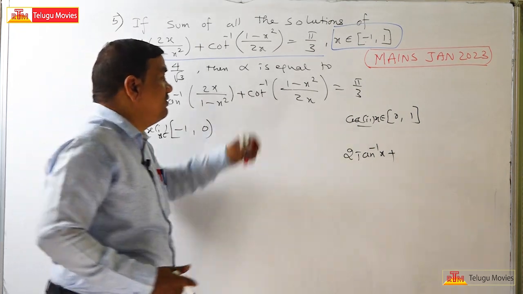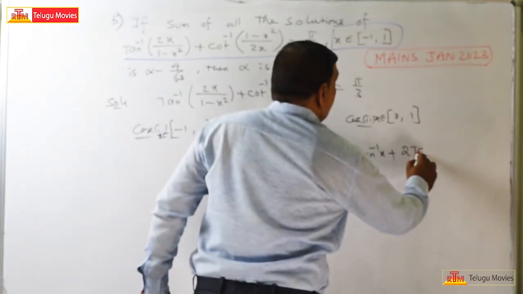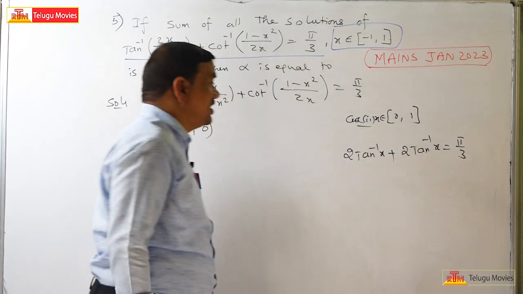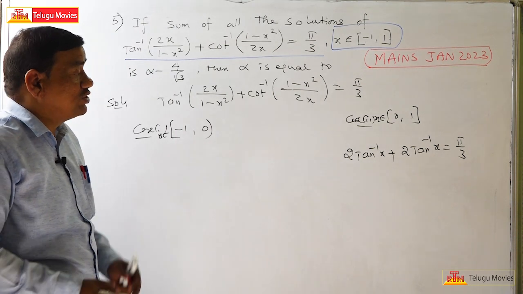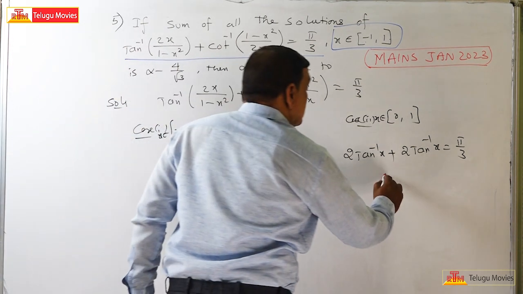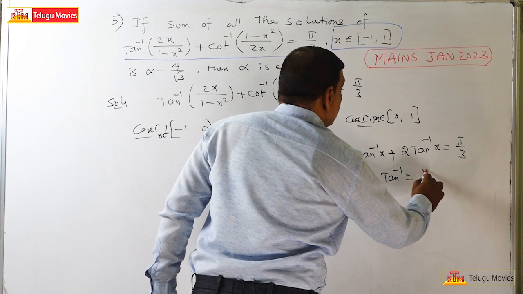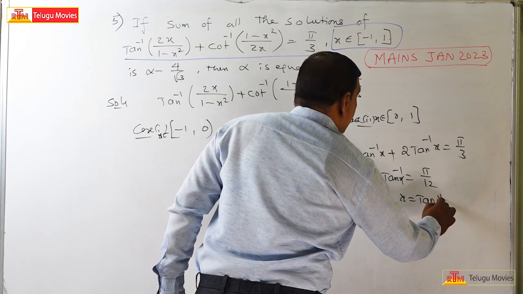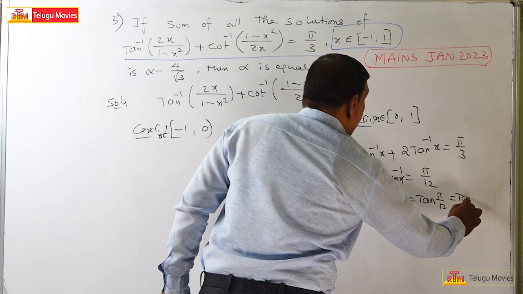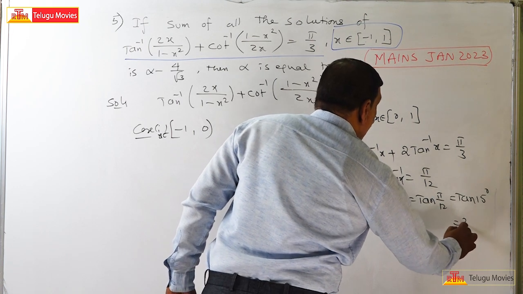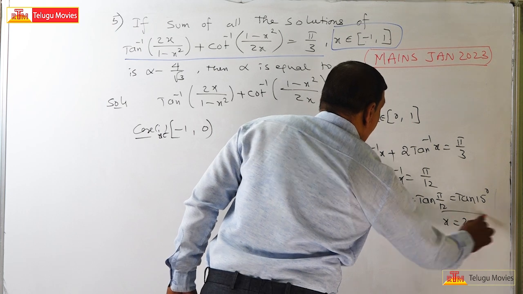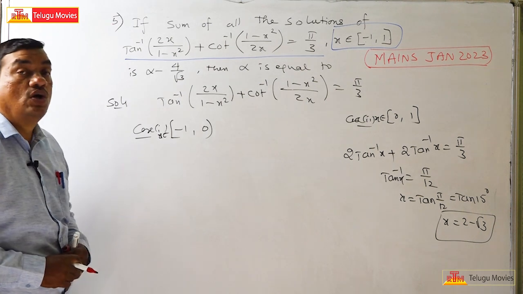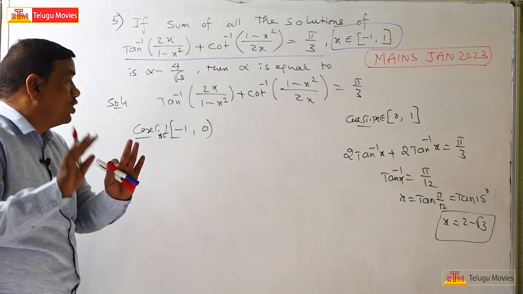Understand? So this also, 2 tan inverse of x will become, this is equal to pi by 3. Understand this? So 2 tan inverse of x, 2 tan inverse of x, so 4 tan inverse of x. Therefore, tan inverse of x is equal to pi by 12. So, therefore, x is equal to tan pi by 12. That means tan 15 degrees, 2 minus root 3. So, one value we got, x is equal to 2 minus root 3 we got.